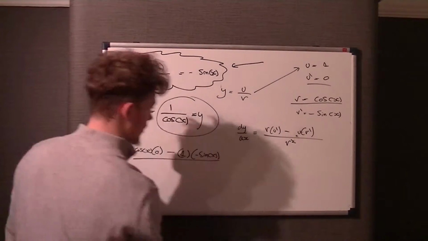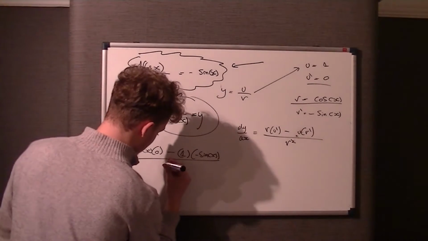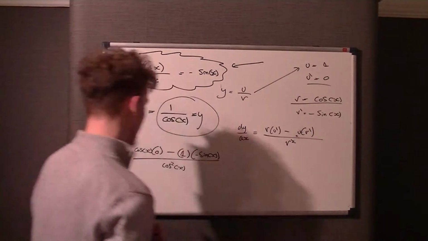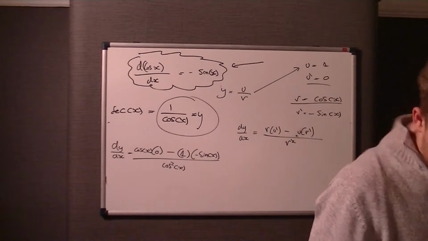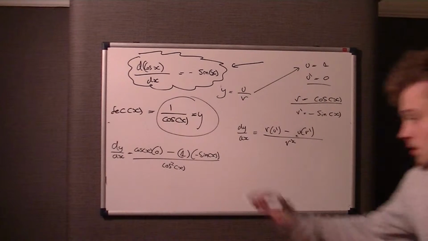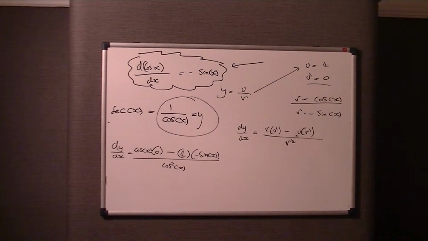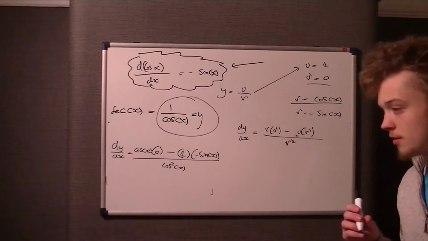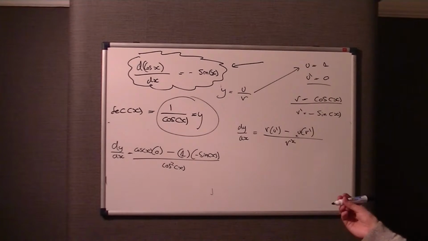Okay, it's all over v squared, v being cos, so v squared is therefore quite clearly cos squared x. Alright, so what we want to do now is simplify this. Well, obviously cos x times 0 is quite clearly going to end up being 0. And then when you take away what this ends up being, negative sin x, you end up with just sin x, okay?